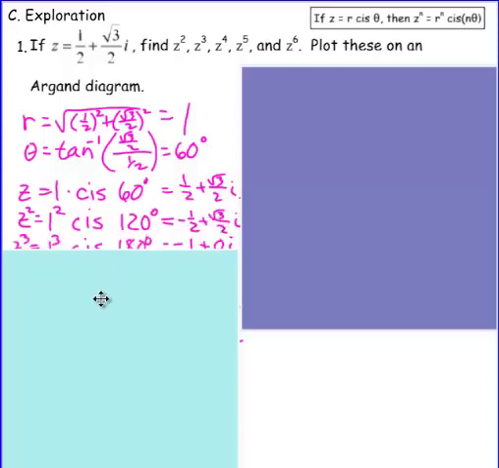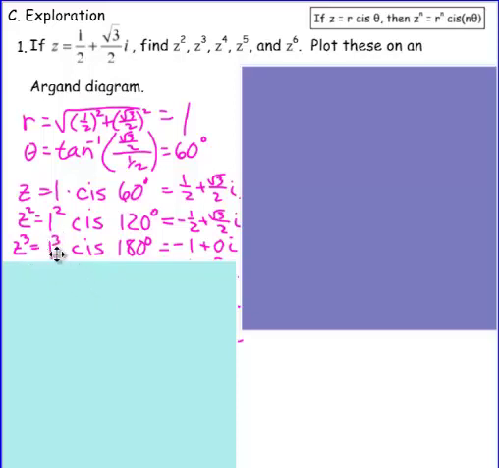And then we do it with z to the third. So 1 to the third power, cis, and then you do 3 times 60, which is 180 degrees. And then calculate cosine of 180 degrees, sine of 180 degrees. We get negative 1 plus 0i, which is technically just negative 1. So we'll show again how that looks on a diagram, the Argand diagram.